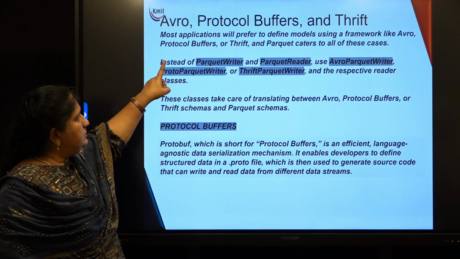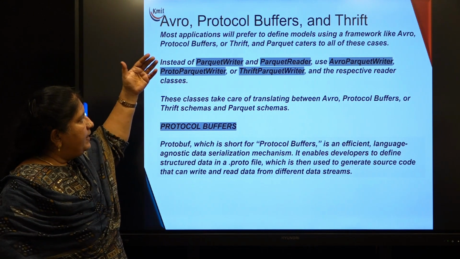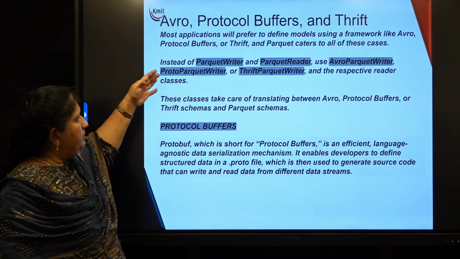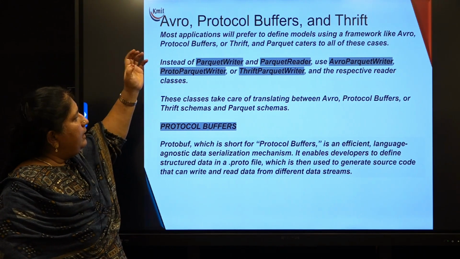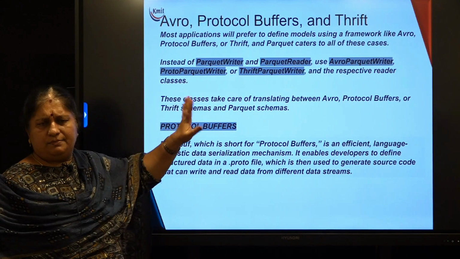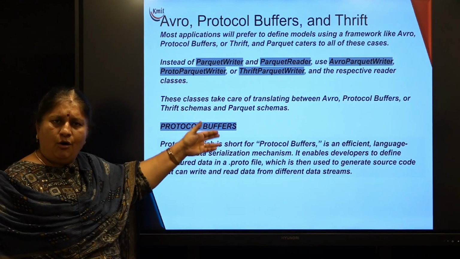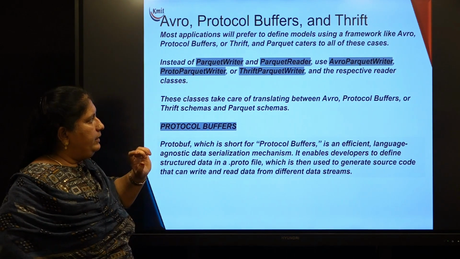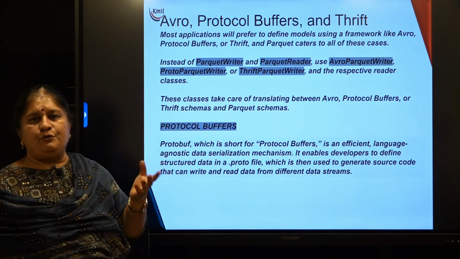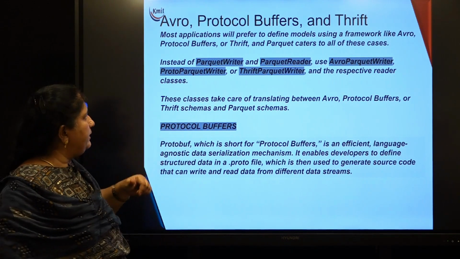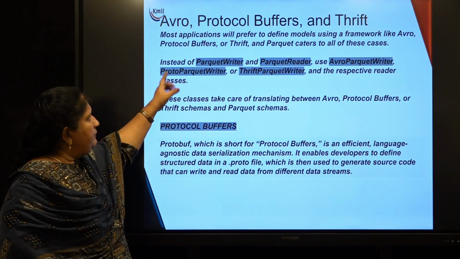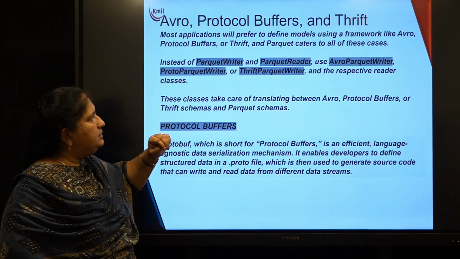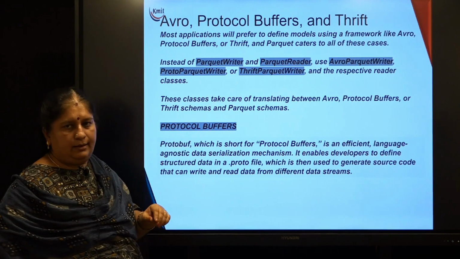Most applications will prefer to define models using a framework like Avro, protocol buffers or thrift, and Parquet caters to all these things. Parquet will take care of working with all these frameworks. Instead of Parquet writer and Parquet reader, suppose I am using an Avro file. So, I need to use Avro Parquet writer. If I am working with protocol buffers, I need to use Proto Parquet writer. If I am working with thrift, I need to use Thrift Parquet writer, right?